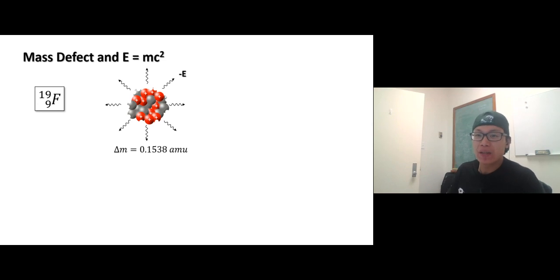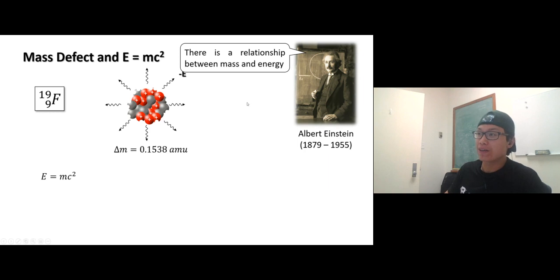Mass and energy? What? Well, there was one person who said that you can relate mass and energy, and I'm sure you know this guy. His name is Albert Einstein. Well, that's his famous equation, E equals mc squared. Mass and energy can be related, right? So plug the mass defect into this equation.